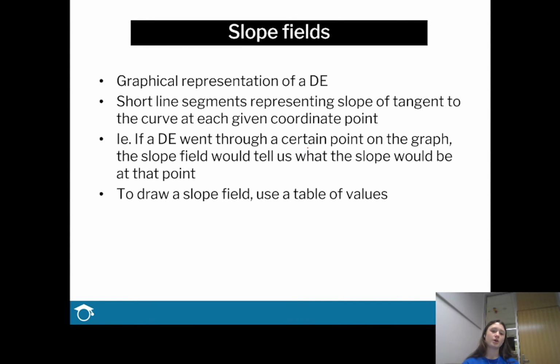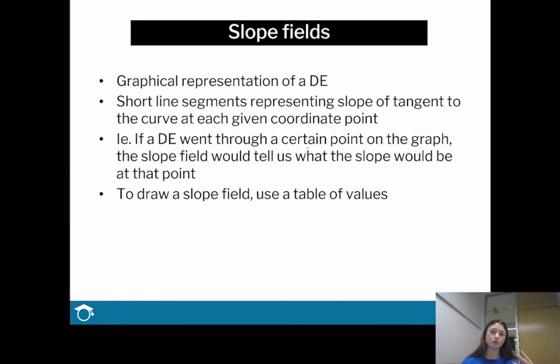Okay, so slope fields are a graphical representation of derivative equations. I remember the first time I saw slope fields, I was like, what even are those? I don't like the look of those, and I don't want to do them, but they're actually not that hard. So basically, each short line segment represents the slope of a tangent to the curve at each given point.